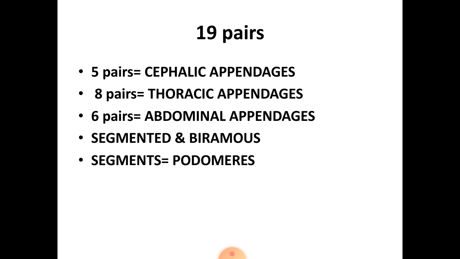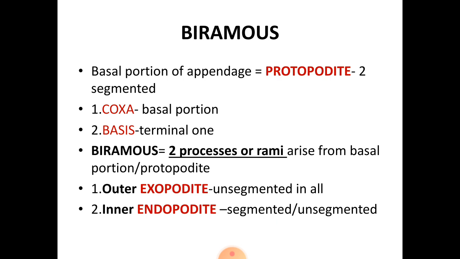And all these appendages are segmented and biramous, and the segments are called podomeres. A biramous appendage means a typical appendage contains a basal portion called protopodite, and this protopodite is usually two segmented. The basal portion of this protopodite is known as coxa and the terminal one is called basis. Arising from this protopodite there are two processes or two rami. So it branches into two. These branches are known as outer exopodite and inner endopodite.